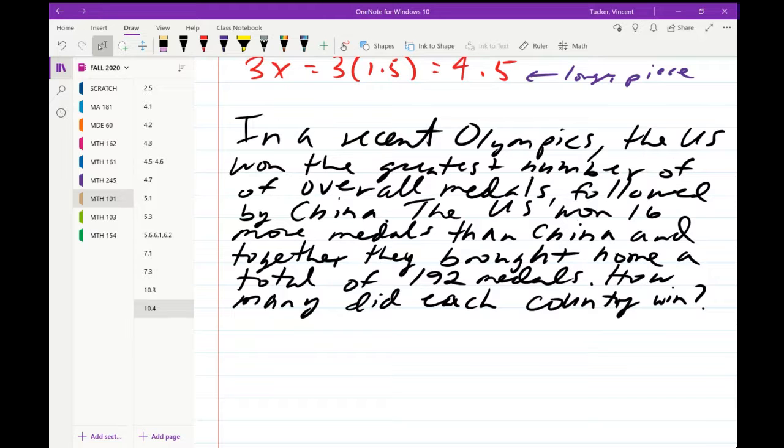All right. So first, we have our two unknowns. We have the U.S. and we have China. So the U.S. won the greatest number of medals, followed by China. U.S. won 16 more than China. So what we can do is, since the U.S. number is given in terms of China, we can call China X and then call U.S. X plus 16.